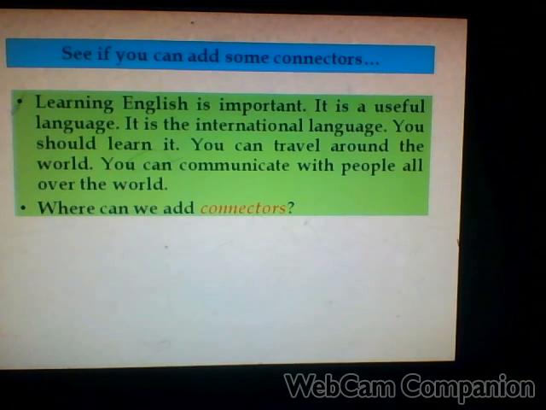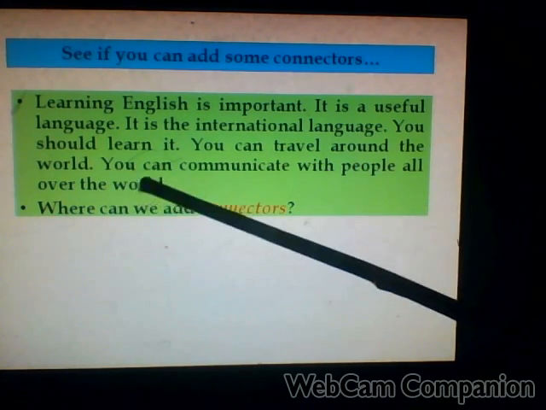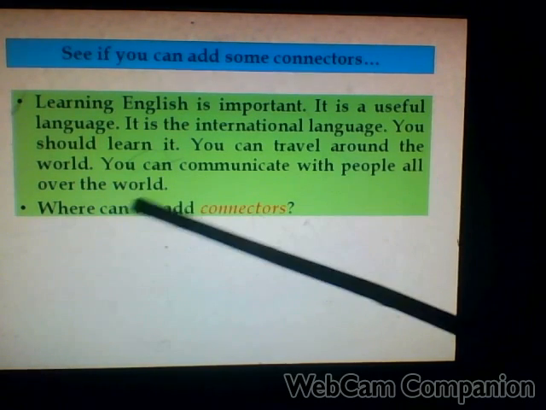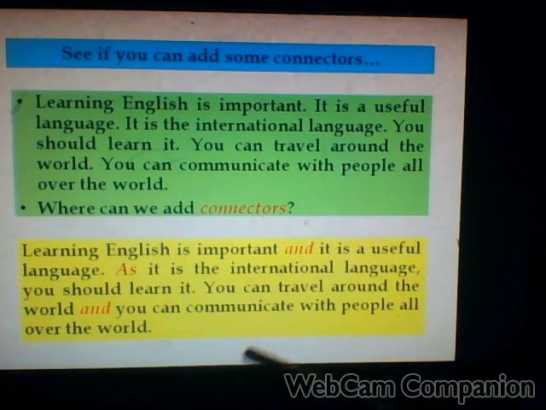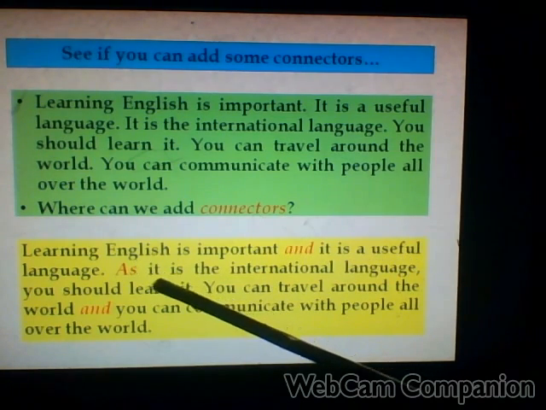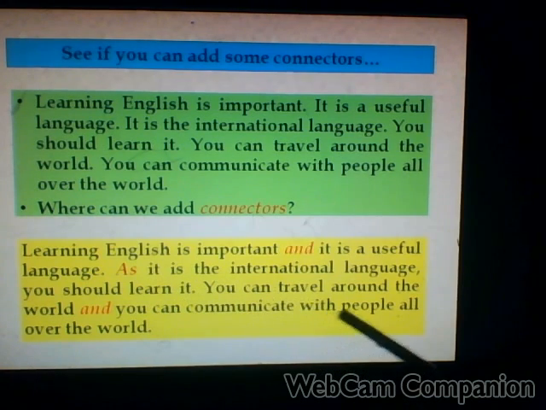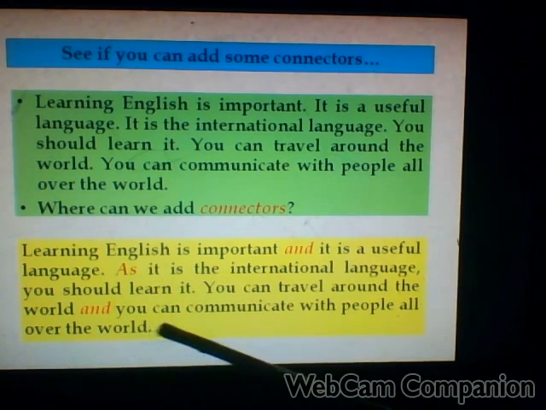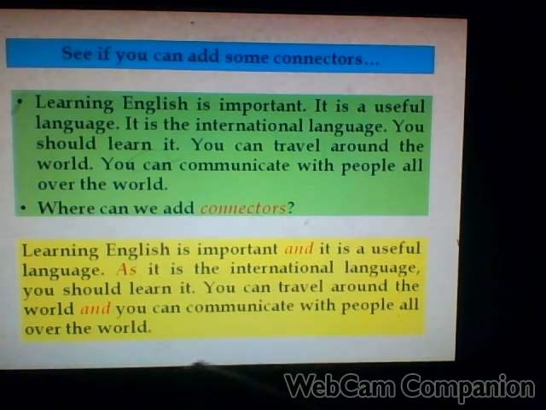Learning English is important. It's a useful language. It's the international language. You should learn it. It can travel around the world. It can communicate with the people all over the world. Where can we add connectors? Dear students, learning English is important as it's a useful language. As it is the international language, you should learn it. It can travel around the world and can communicate with the people all over the world. And these are connectors.